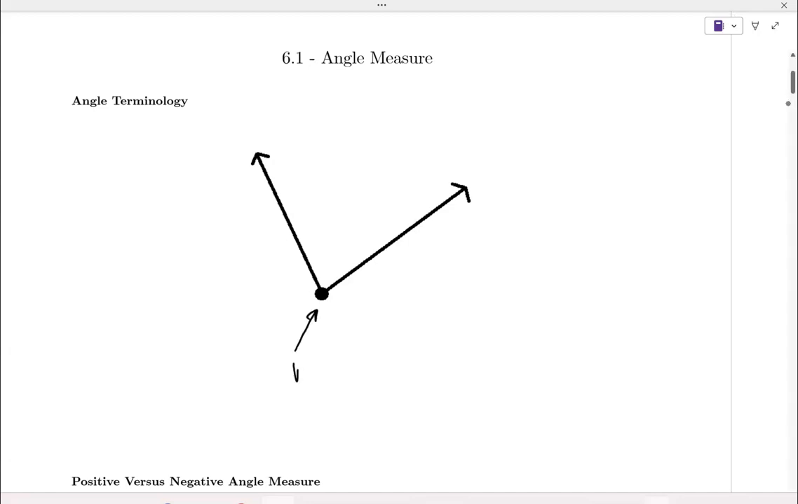That point is what we refer to as the vertex. You're probably already familiar with some of this terminology, just to make sure we're all on the same page. The place where those two rays intersect each other, we refer to as the vertex. Again, we have sides of the angle, so this would be a side of the angle, and this would be a side of the angle.